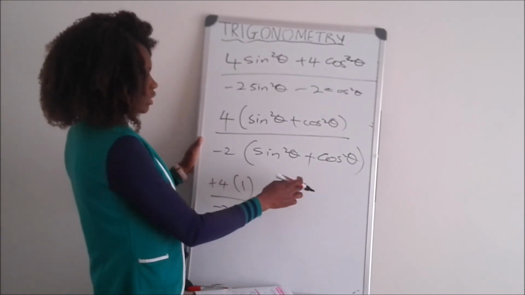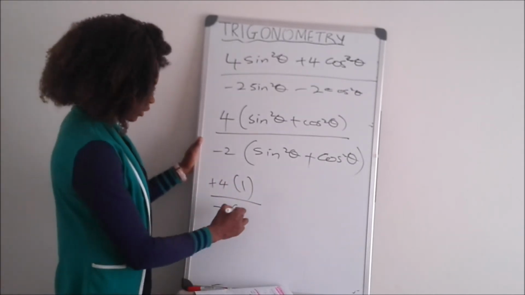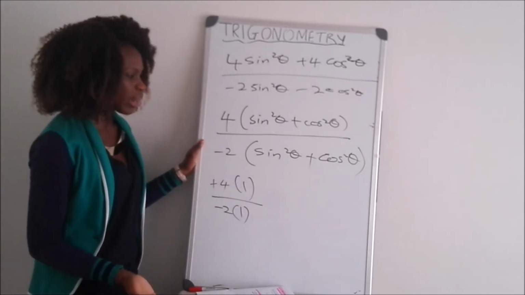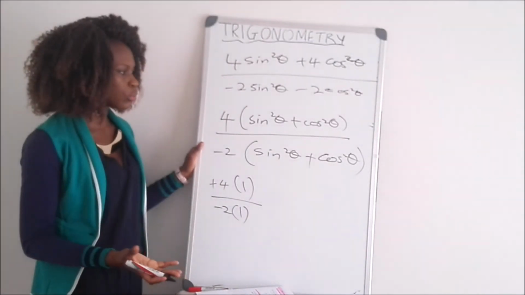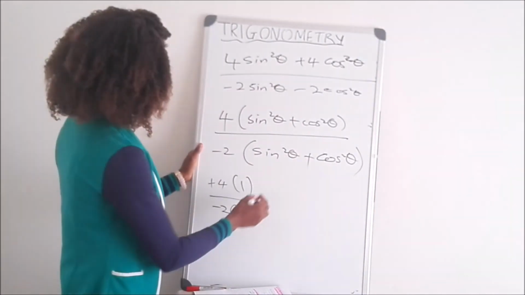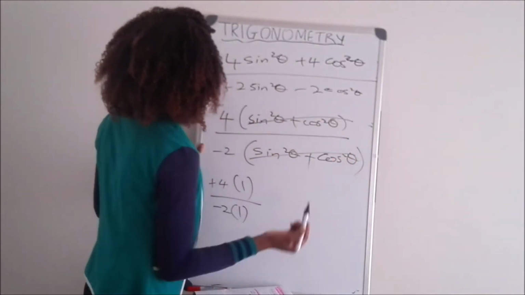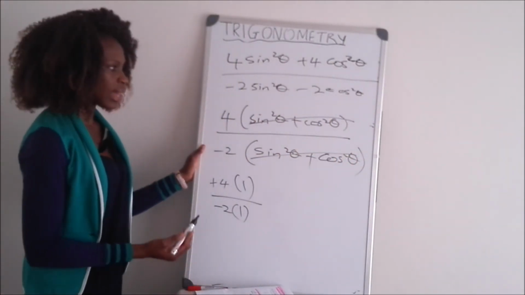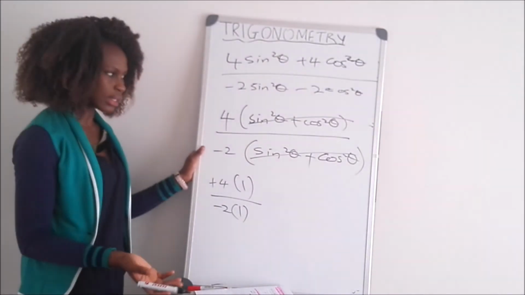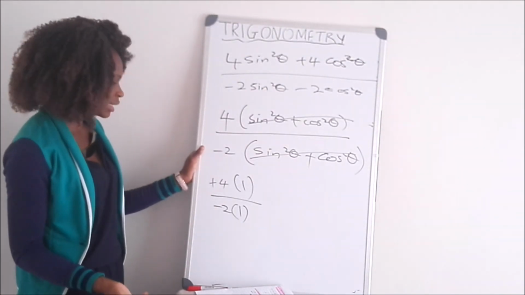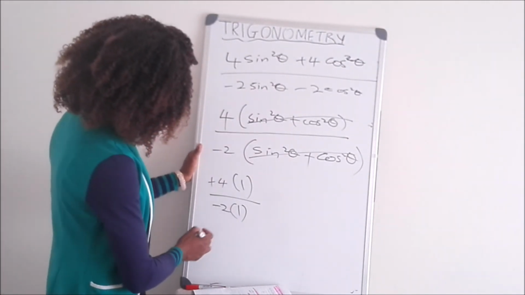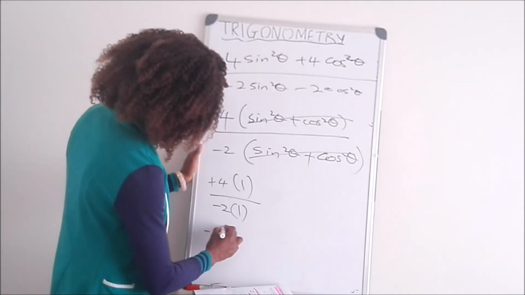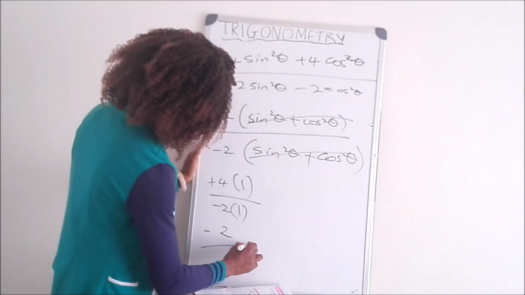And then sine squared theta plus cos squared theta is also equal to 1 according to identities. But if we don't want to change it, just thinking about identities, we know that this and this will always cancel out because they are the same, and one is in the numerator and one is in the denominator, so they will always cancel each other. So we are left with 4 divided by -2, which gives us -2.